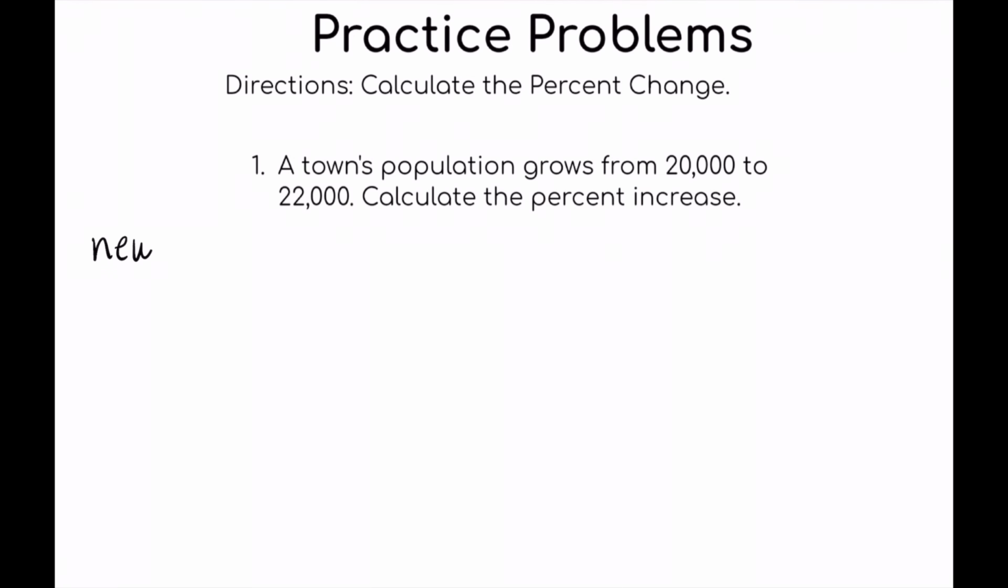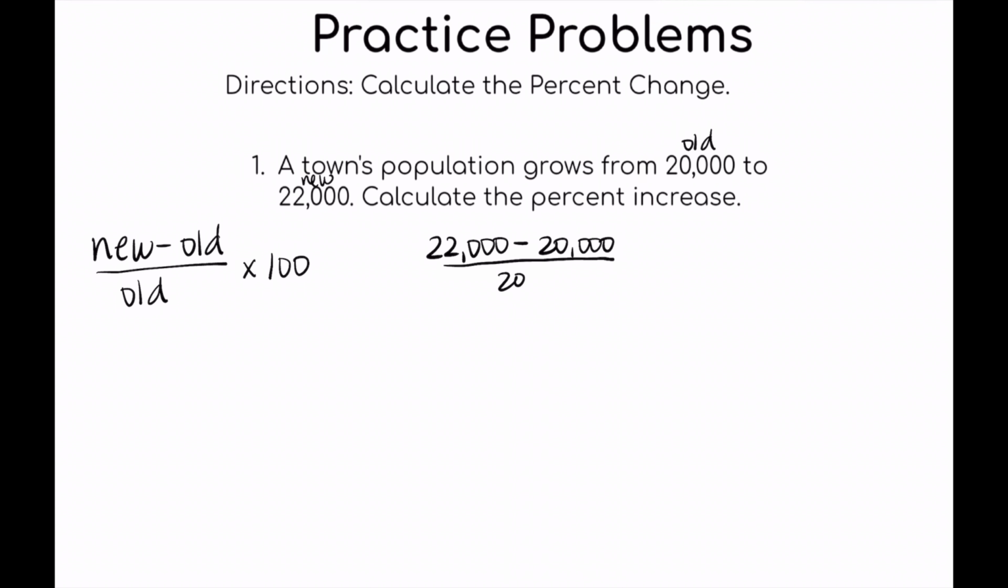So with that, let's get into our practice questions for today. The directions just say to calculate the percent change. For number 1, it says a town's population grows from 20,000 to 22,000. Calculate the percent increase. I wrote our formula down here: new minus old divided by old times 100. Since we started at 20,000 and increased to 22,000, our old value is 20,000, the new value is 22,000, and all we do is plug this directly into the formula.